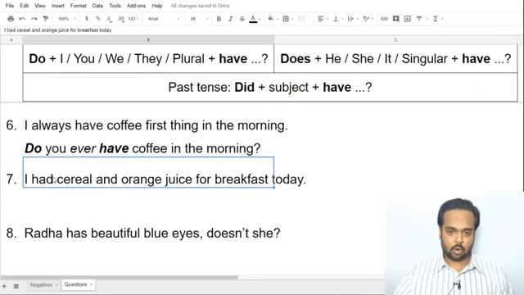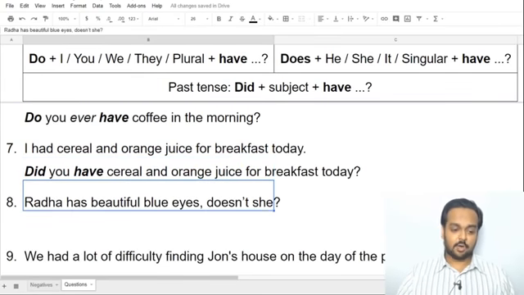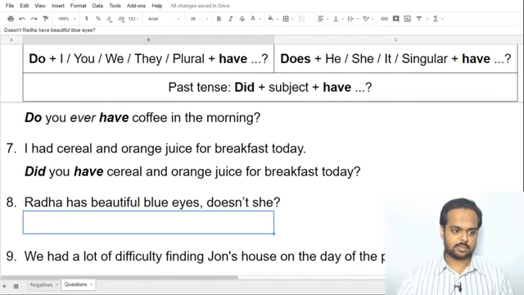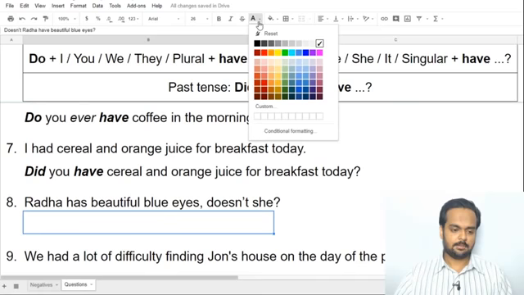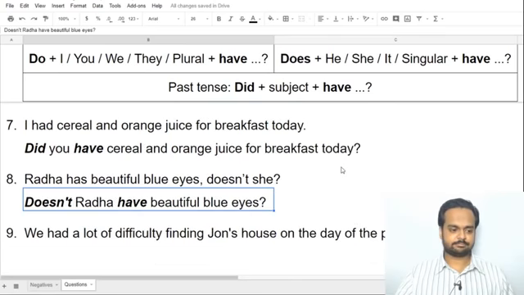I had cereal and orange juice for breakfast today. Did you have cereal and orange juice for breakfast today? That sounds like something a policeman might ask you if they're interrogating you. Tell me, did you have cereal and orange juice for breakfast today? Radha has beautiful blue eyes, doesn't she? Now this is already a question, so I'm going to make a negative out of this, and I'm going to say, doesn't Radha have beautiful blue eyes?